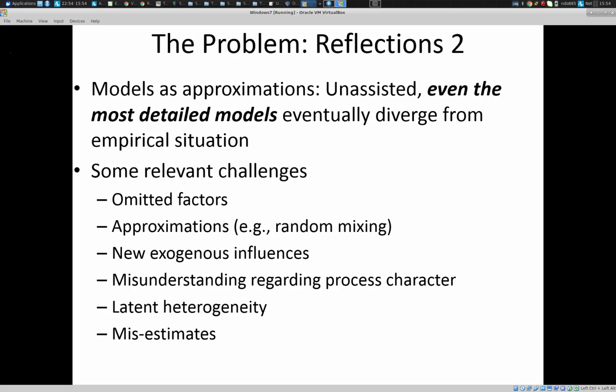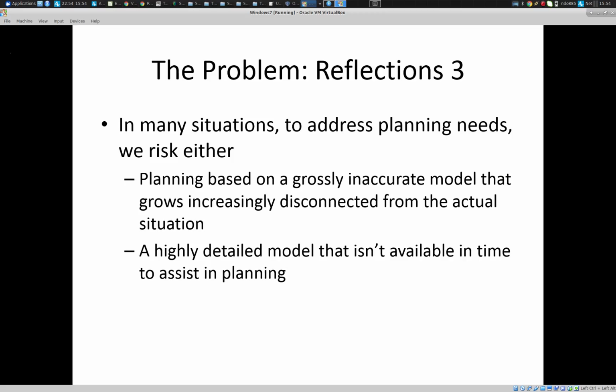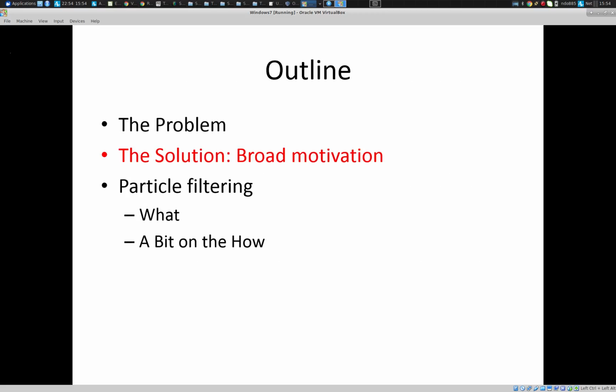There's latent heterogeneity in terms of the model that we don't have well broken out, and misunderstandings regarding the character of the process. Thirdly, and based on that first observation, in many situations to address planning needs, we either face a situation of planning based on a very inaccurate model or an incomplete model that grows increasingly disconnected from the actual situation, or a highly detailed model that isn't available in time.